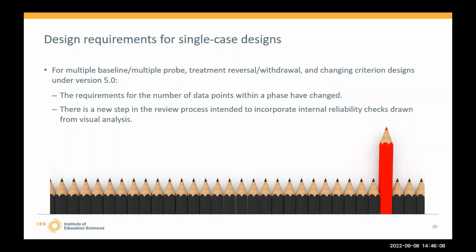Now, finally, the WWC has also added a new step called limited risk of bias to the review process for these same 4 types of single case designs. And this process now will use the non-overlap of all pairs method to guide decisions about minimal therapeutic baseline trend and evidence of reversibility. So this method is intended to be analogous to some of the visual analytic judgments that are used to assess the internal validity of single case designs in practice.